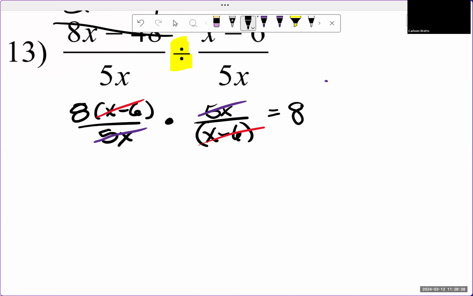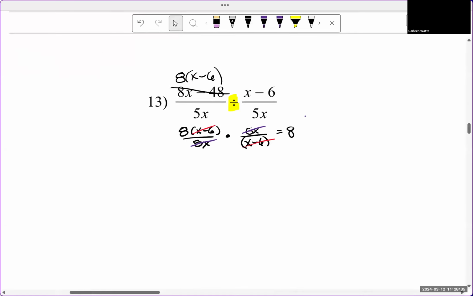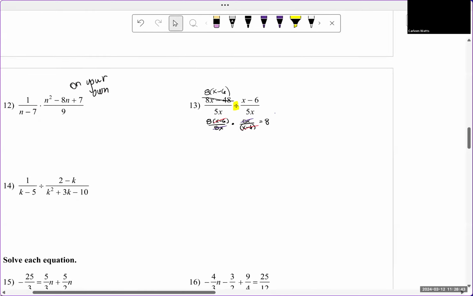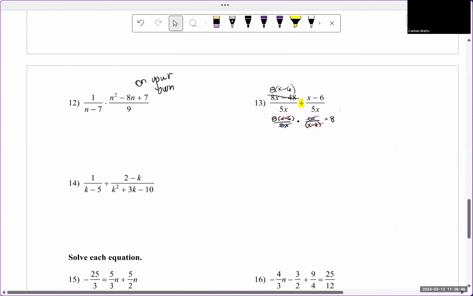That may be your favorite problem of the day. Yeah? That's so doable. So multiplying and dividing is much easier than adding and subtracting. Okay? Which is typically true with fractions.